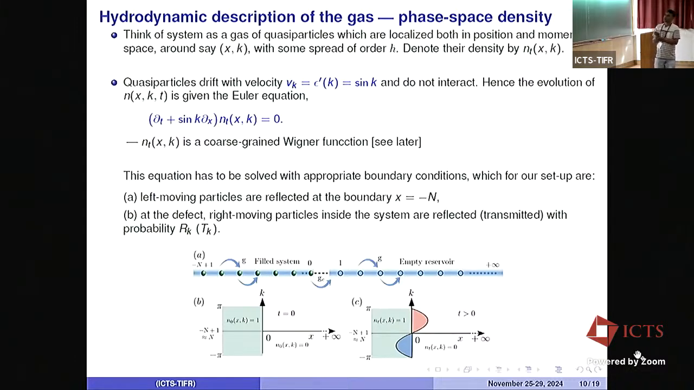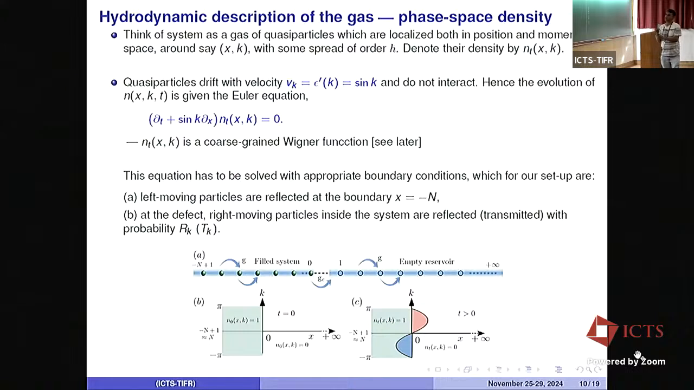Then we have to solve this equation with our initial conditions. In this phase space, we have a fully filled Fermi sea on the system part, which goes from -n to 0, and then this is the reservoir. So we start from some initial phase space density like this, and then we evolve this phase space density with these equations.